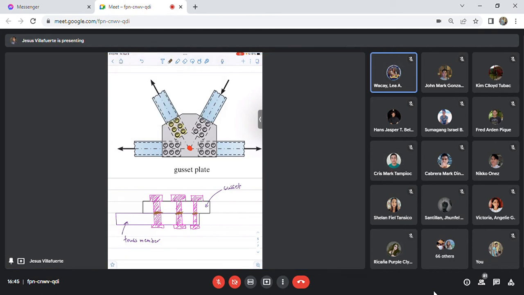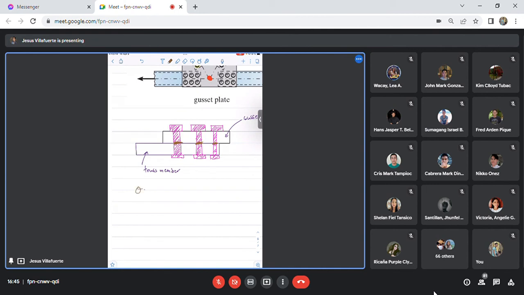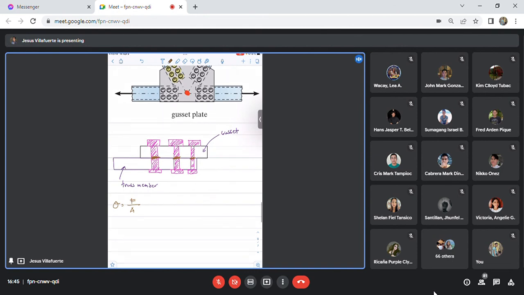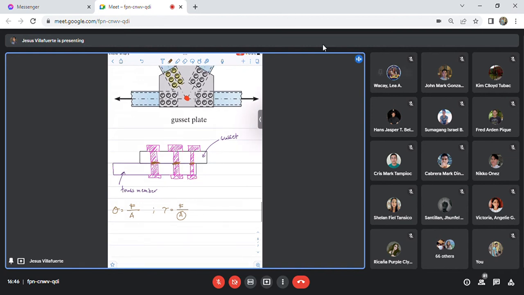So what is the definition of stress? That is force over area. That is for axial stresses, this is for compressive stress, and this is for tensile stress. Now, we also have another stress, which is shearing stress. Since this is also a stress, it is also force over area. But which area are we referring to? The area here is what you call the shearing area.